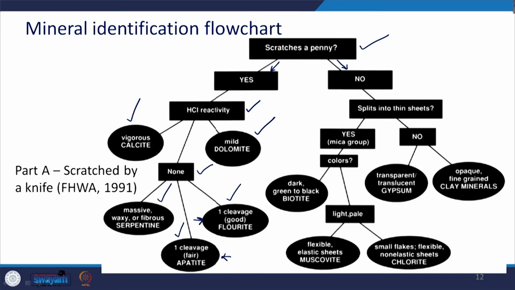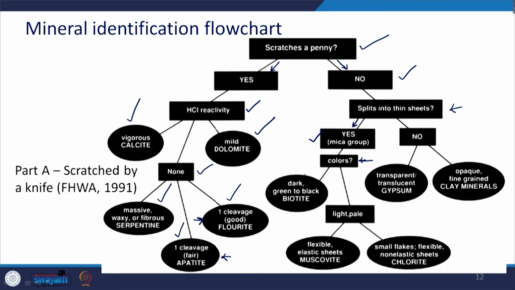Now come to the second branch, where the mineral does not scratch a penny. So this is no. Then the next check which is applied is whether the mineral can be split into thin sheets or not. See here. If it is yes, then we can say that the mineral belongs to the mica group. Now if it belongs to the mica group, then colors become very important in their identification. So what are those things?